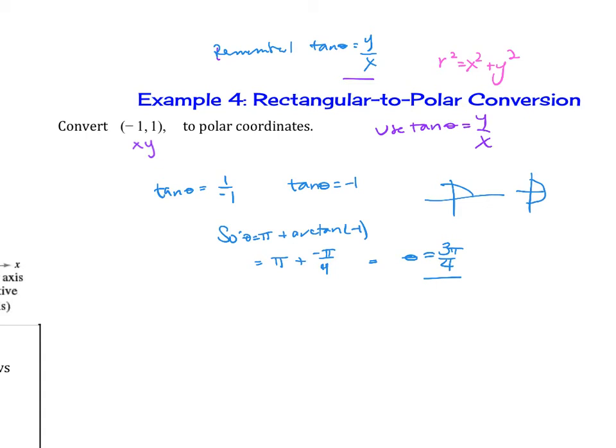Next we need to find r, since we're trying to find the polar coordinate. We're going to use r squared equals x squared plus y squared, and we know x and y. So r equals the square root of (-1) squared plus 1 squared, that is 1 plus 1, or square root of 2. So that is our r. So now the polar coordinate we have is (root 2, 3 pi over 4).